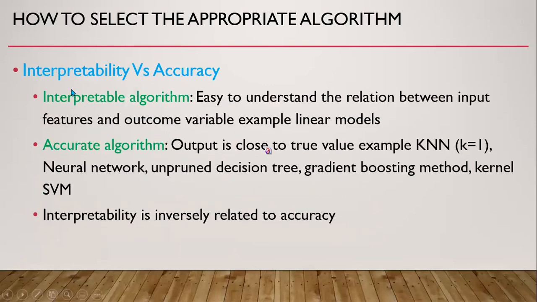Then the other point to be considered is interpretability versus accuracy. The interpretable algorithms are easy to understand. We can easily understand the relation between input feature and outcome variable, for example linear models, whereas for the accurate algorithms, the output is close to the true value. For example, K-nearest neighbor with K equal to 1, neural network, unpruned decision tree, gradient boosting method, kernel SVM. Interpretability is inversely related to accuracy. These two are inversely related.